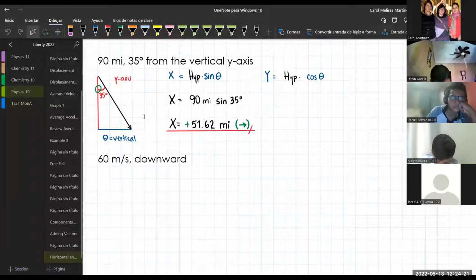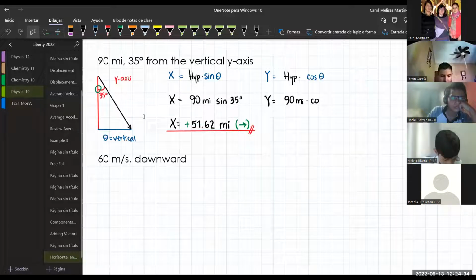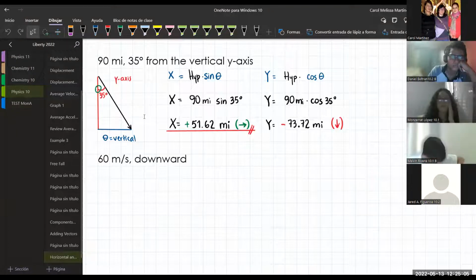To calculate y, we replace by the given hypotenuse, that is 90 miles, cosine of 35 degrees. How much is this? 72.75 miles. Okay, vertically is it going up or is it going down? Down. It's coming down. Therefore, this answer is negative.